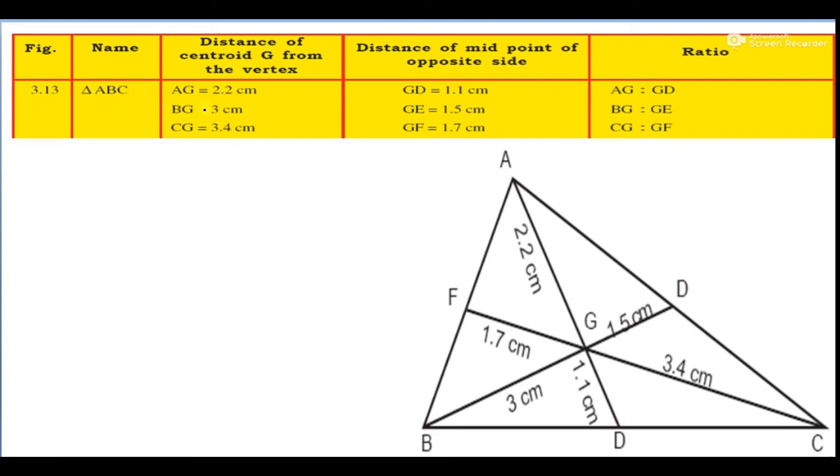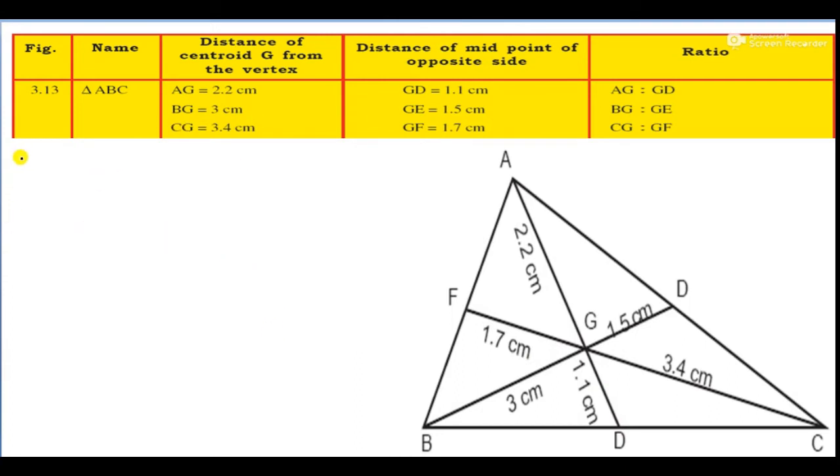Name the triangle ABC, with the distances of G from the vertices given, and the distances from G to the midpoints of the opposite sides given here. First of all, we want to find the ratio of AG and GB. What is the ratio of AG and GB?